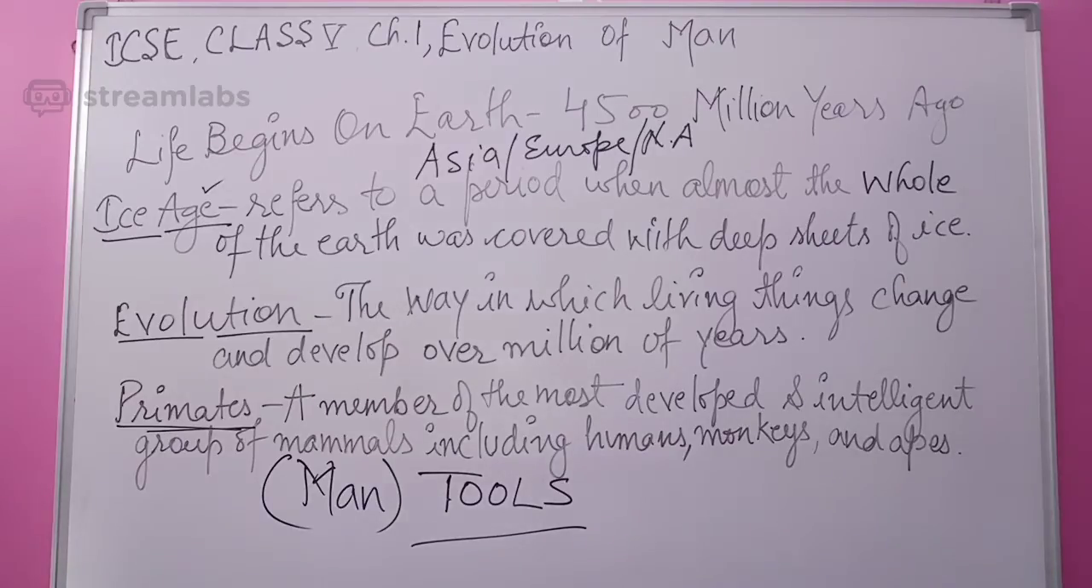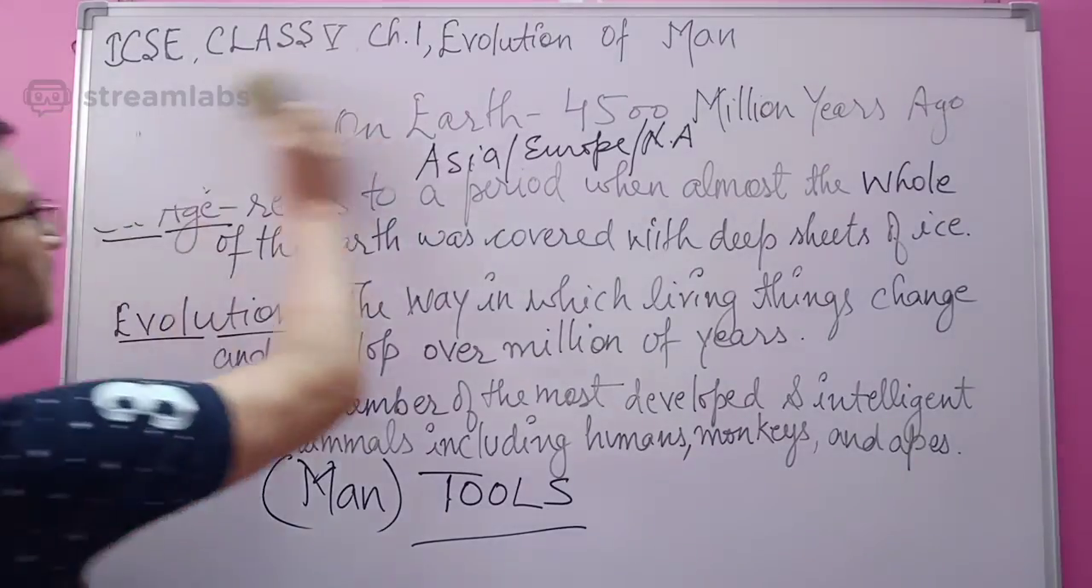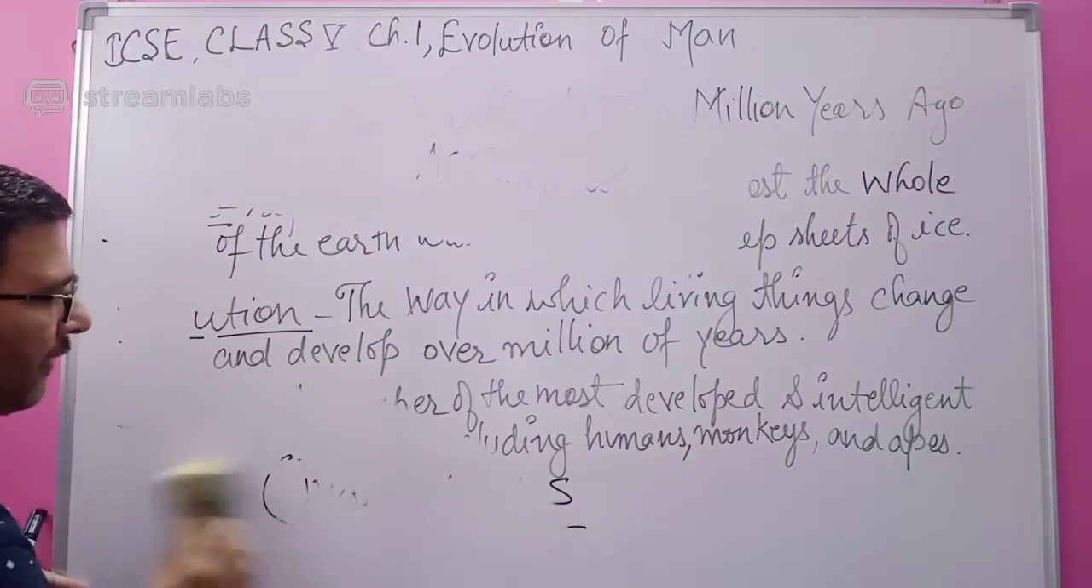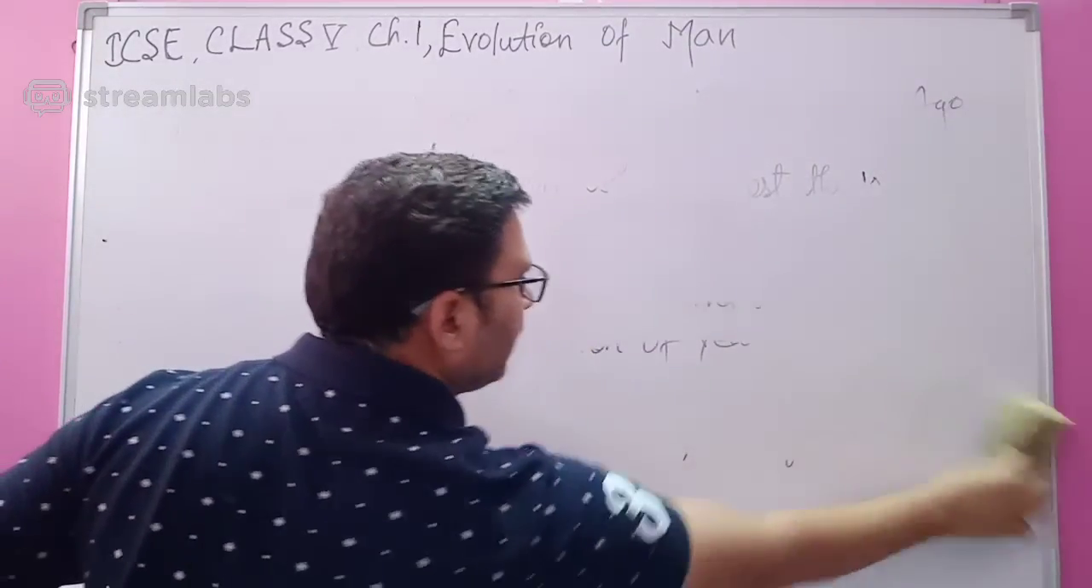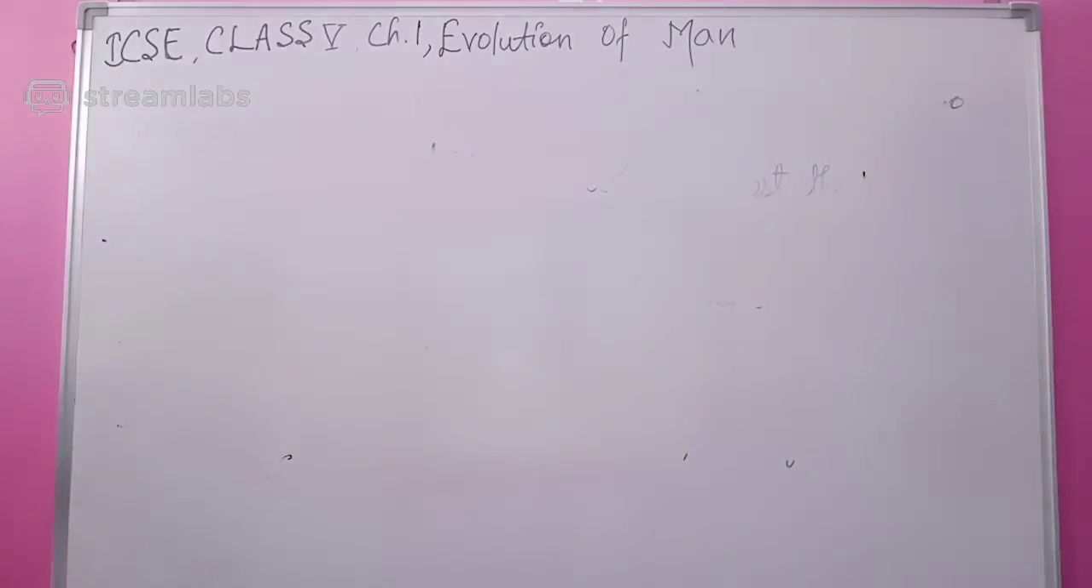Now we should talk about the species of early man. I would be writing on the whiteboard all the names. Now the point is species of early men.